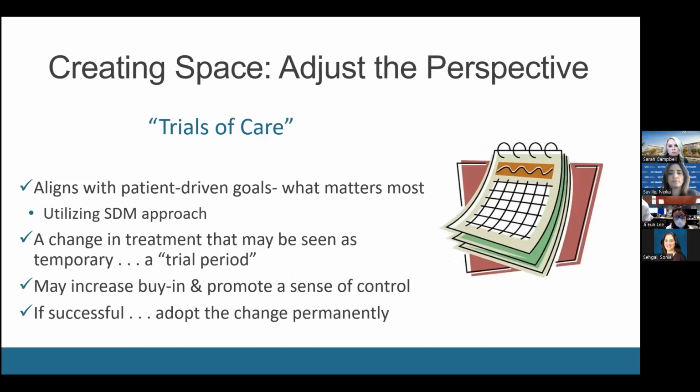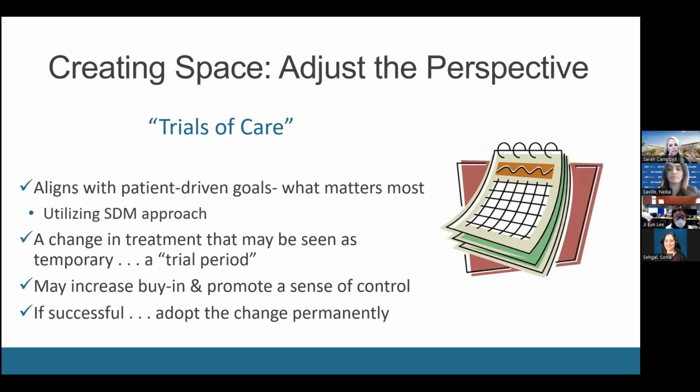Another thing you can do, if you are at a point where you're trying to compromise with patients and you're trying to help them get to a certain goal or outcome with their chronic disease, and you may need to compromise, is a trial of care, where you say, okay, this is what matters most to the patient.